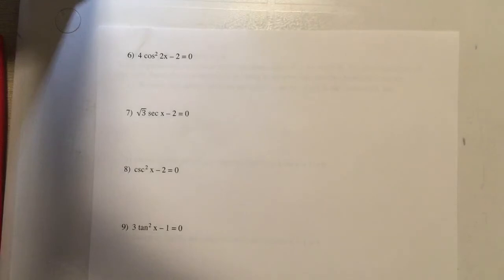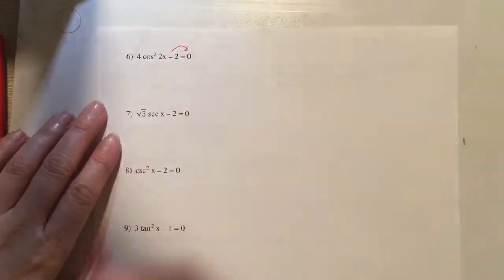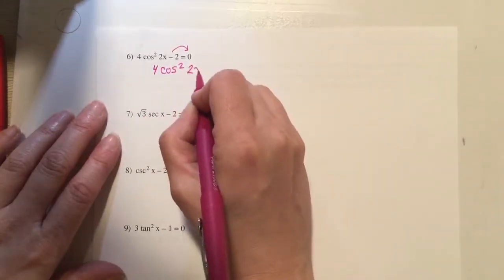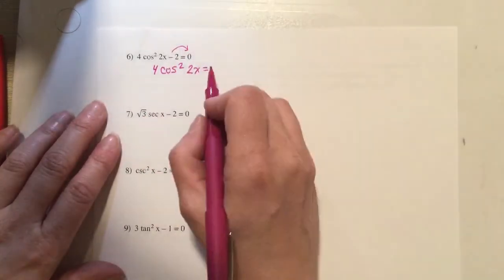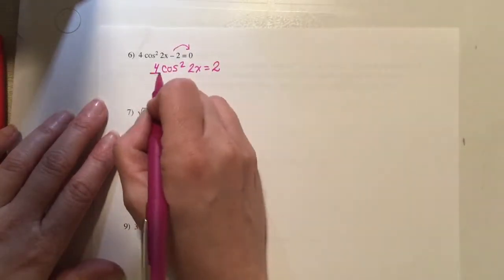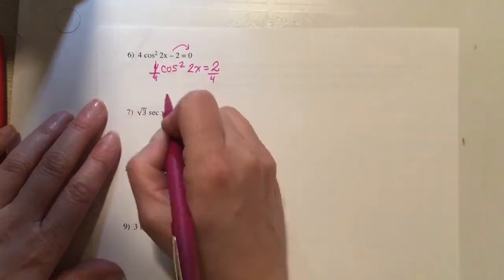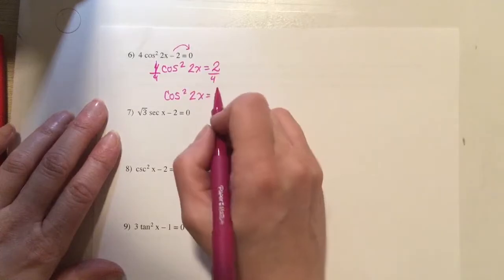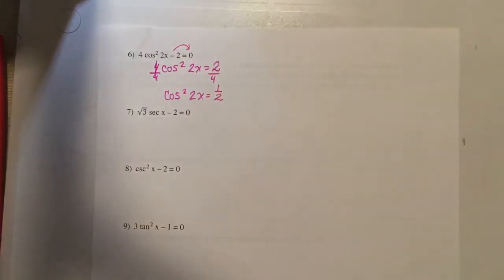But what you want to do is still isolate the trig function. Okay, so that's where we're going to start every single time. How do I get that trig function all by itself? Step 1, I would add the 2 over. So 4 times the cosine squared of 2x equals 0 plus 2 is 2. This is 4 times the cosine, so I need to divide by 4. So cosine squared of 2x equals 2 over 4, which can be reduced down to 1/2.